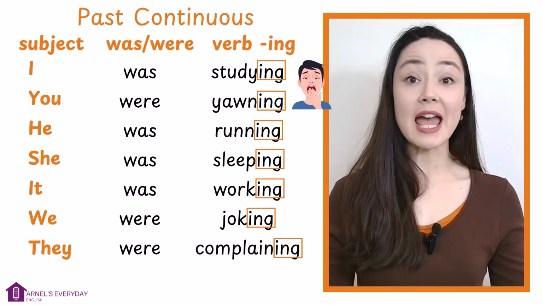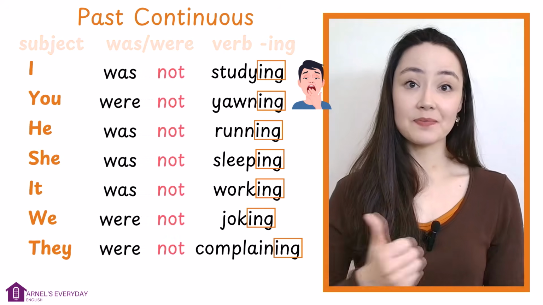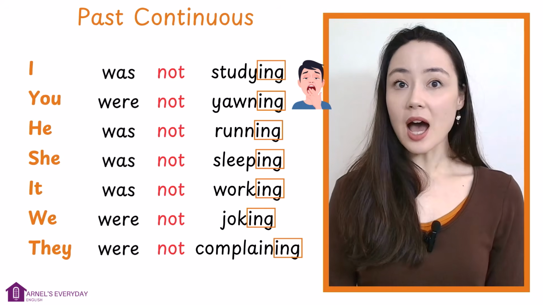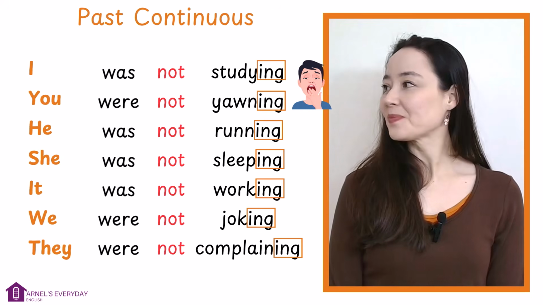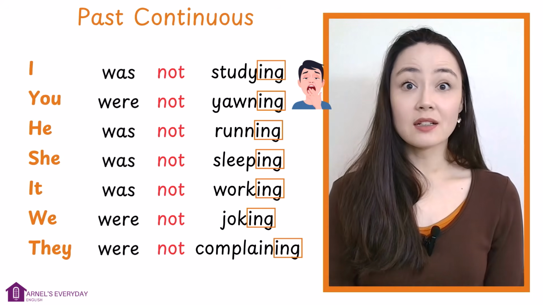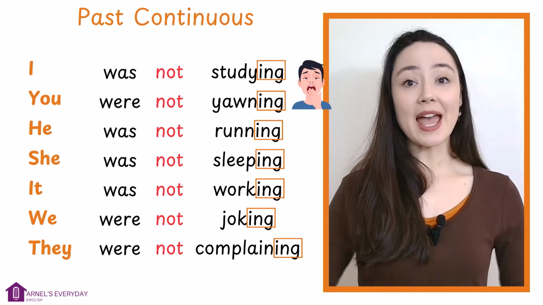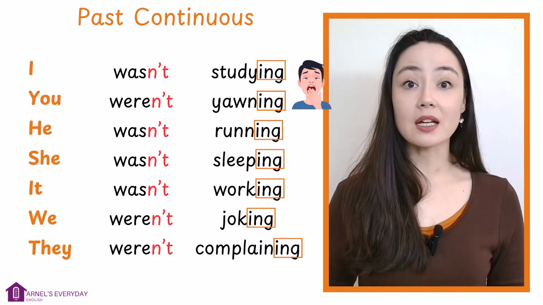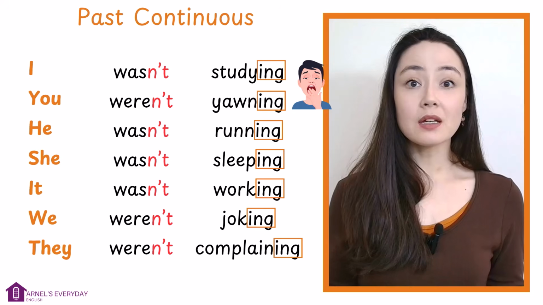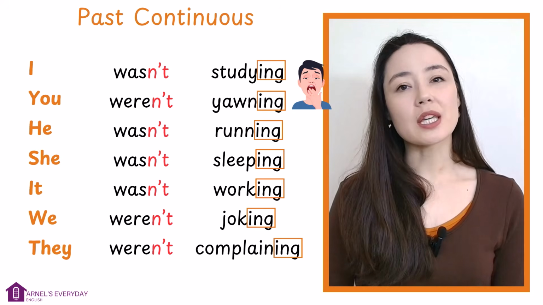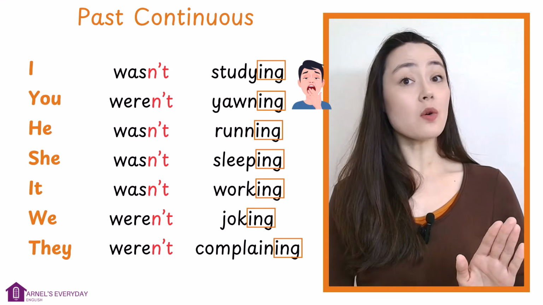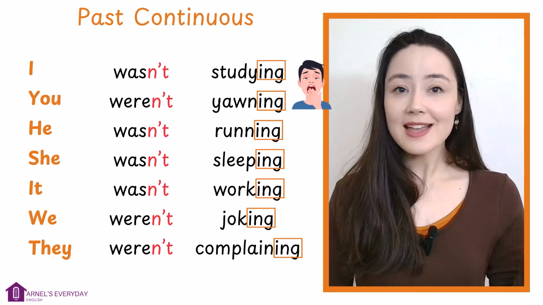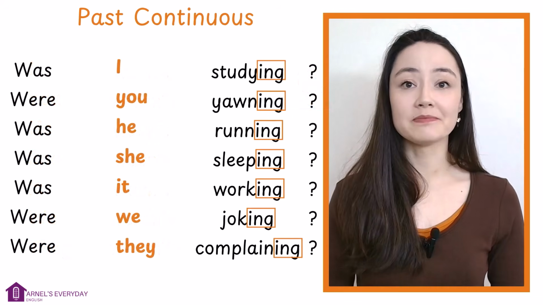How do we form the negative? It's easy. Just add not. I was not studying. You were not yawning. Let's make this natural and contract. He wasn't running. She wasn't sleeping. It wasn't working. We weren't joking. They weren't complaining.